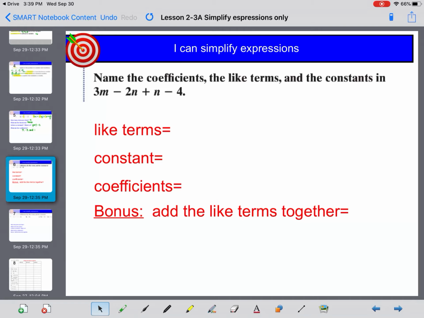Remember to rewrite 3m minus 2n plus n minus 4 by switching all of the subtraction into adding the opposite.